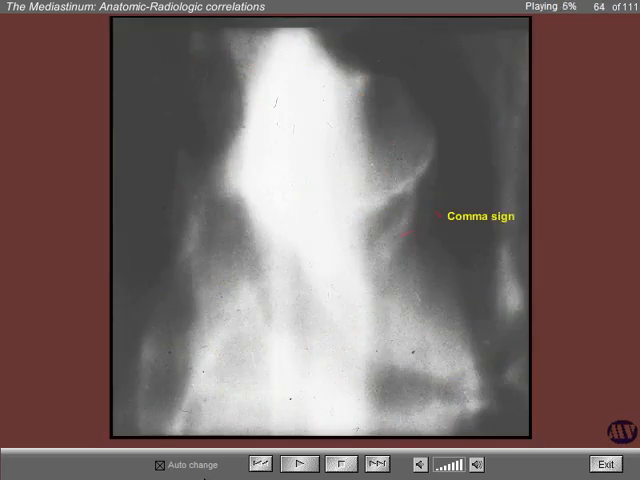This is the coma sign described also by Dr. Heitzman. It consists of a calcific tubular density extending from the undersurface of the aorta to the top of the left pulmonary artery. In patients where there is a ductus arteriosus that has become fibrotic, calcification of the ductus will produce the coma sign.